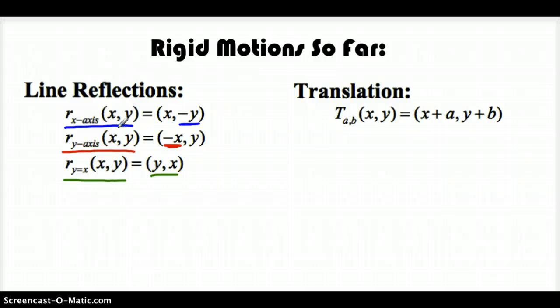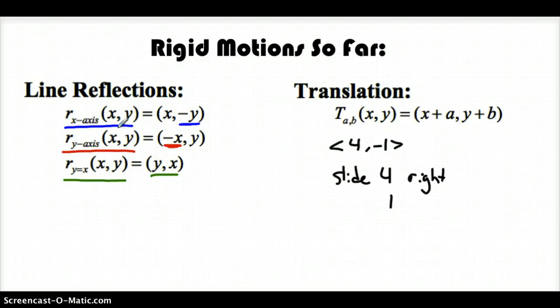but not make anything the opposite sign of what it was before. For translations, we talked about this concept of a vector. So if a vector looks like this, 4, comma, -1, that would mean that our pre-image is going to slide 4 to the right and also slide 1 down. Again, we're going to add whatever our slide is for our shift in the x value, and add whatever our b is to our y value for the shift up or down. So again, pretty simple.